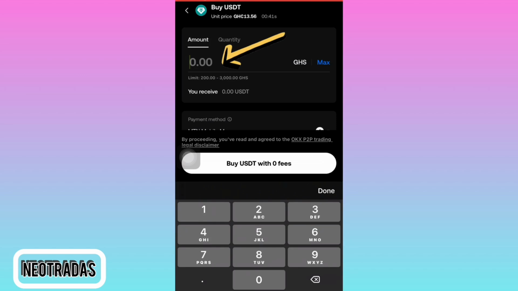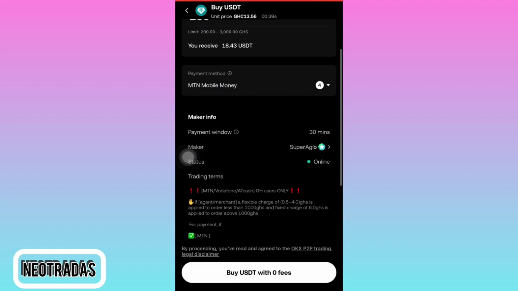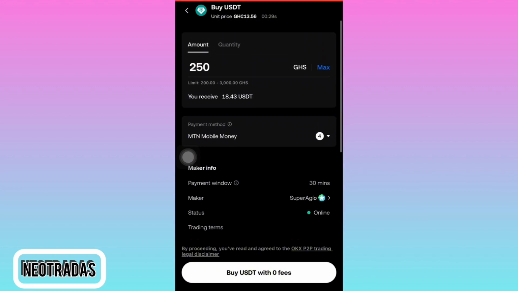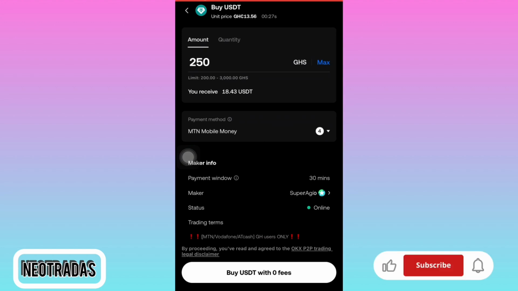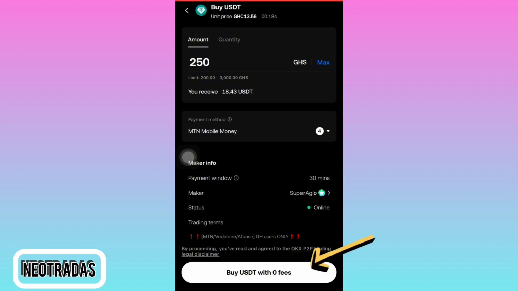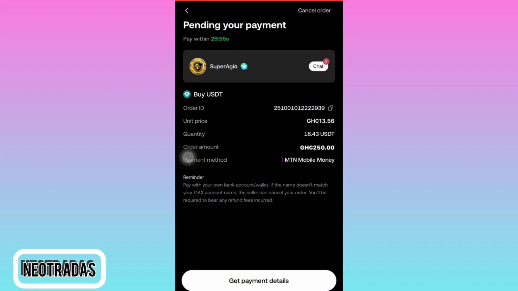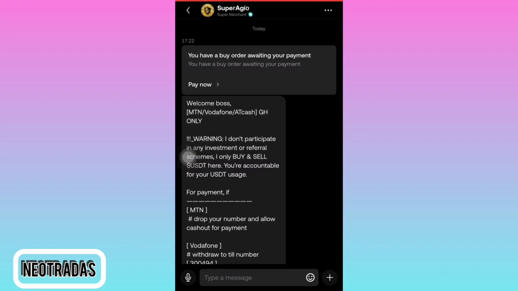So let's say I'm buying 250 cedis, right? You simply have to read the terms. This merchant wants you to allow cash out. If you're in Ghana here, you have to use your mobile money payment method to actually buy your cryptocurrency, or buy your dollar here, or use USDT here. When you're done with it, you simply have to tap on buy USDT with 0 fees here. Okay, now when you're done, you simply tap on that chat section here.